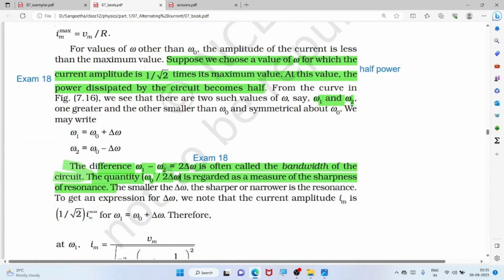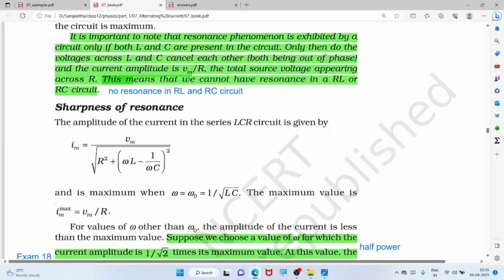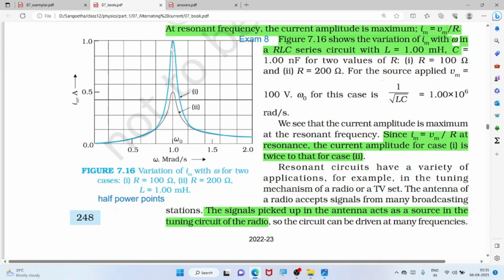Suppose we choose the angular frequency ω for which the current amplitude is 1 by root 2, that is 0.707 times the maximum. At this point the power dissipated is half. Between these two half-power points is the bandwidth. So these are the two frequencies, one on the left side and one on the right side, and the difference is the bandwidth. Here this is the peak, so 0.707 of this will be somewhere here. Between these two points on the left side and the right side of the peak is the bandwidth.